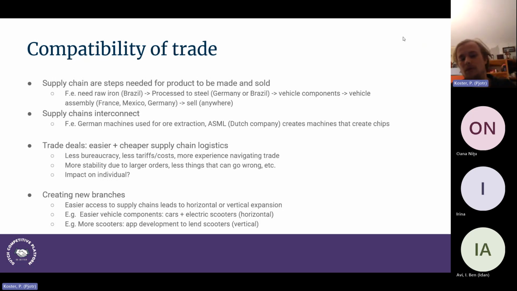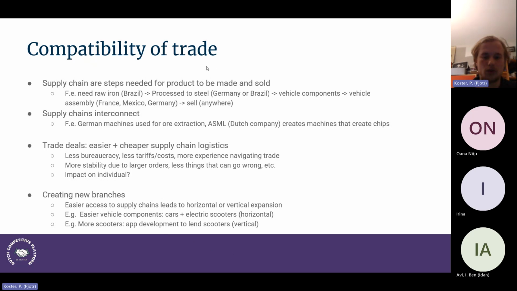It's easier to create maybe new branches, or a country is able to specialize. What I call this is horizontal and vertical expansion, because that makes sense in my mind. The way I see it is that you have a line going all the way down and then all the way up. Down is just the raw iron, and up are the cars.